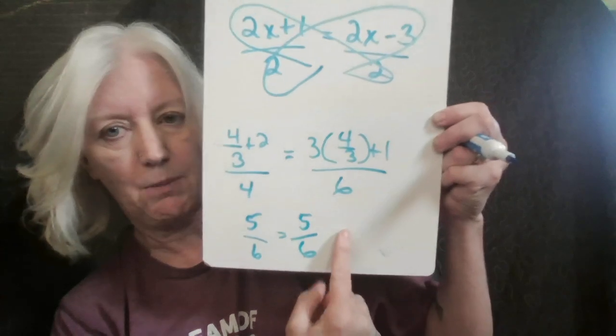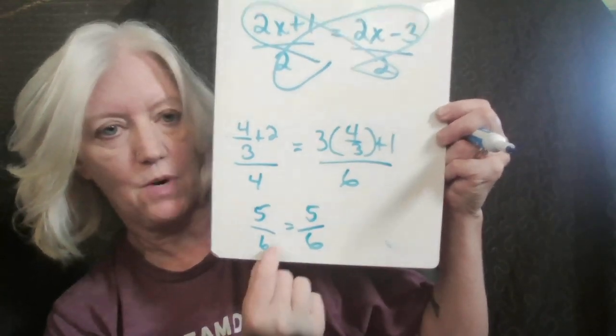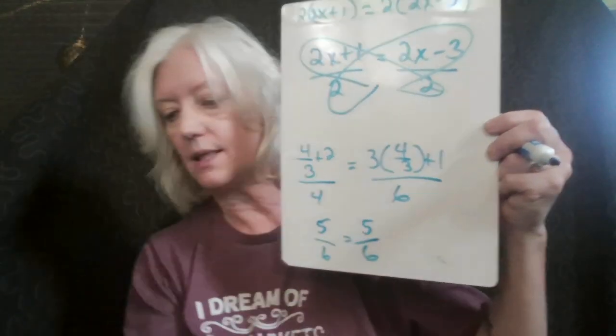While I check this work, we've got 4/3 plus 2 divided by 4. The left side is 5 over 6. The right side is 3 times 4/3, which I already know is going to be 4 because the 3's will cancel, but I'll do 4/3 times 3 plus 1 divided by 6. And I get 5/6 equals 5/6. So I know that the last problem we did is true. I was just checking my work by plugging it in while you guys are working on this one.